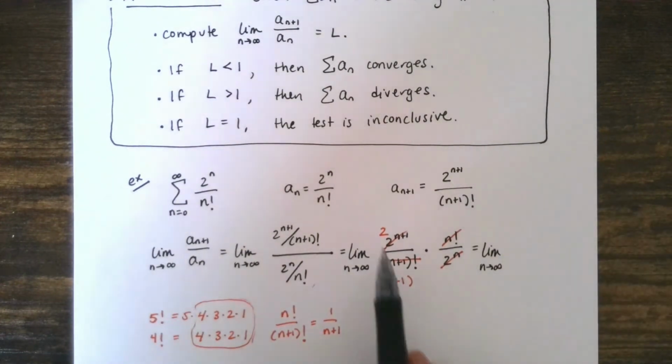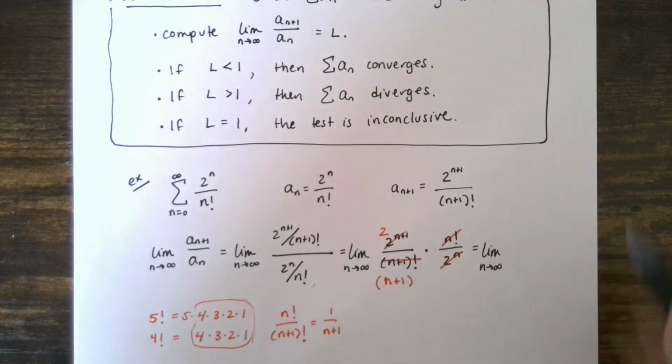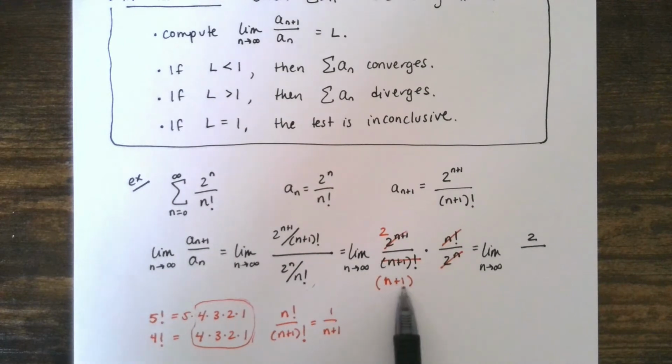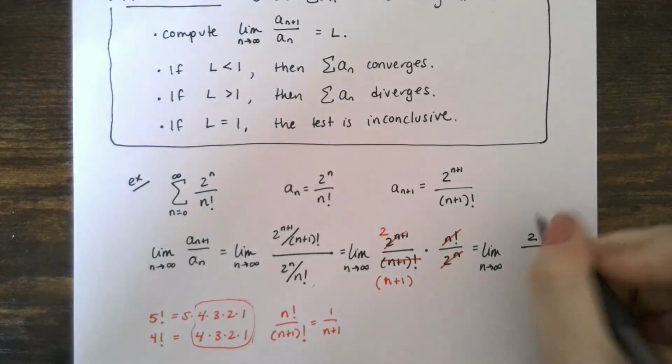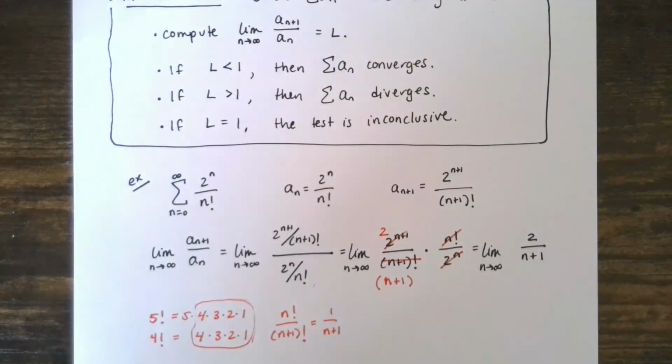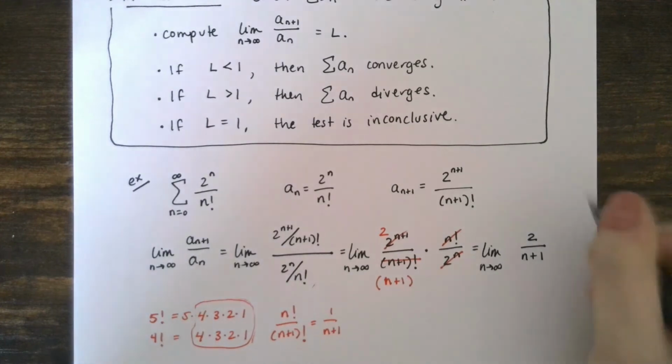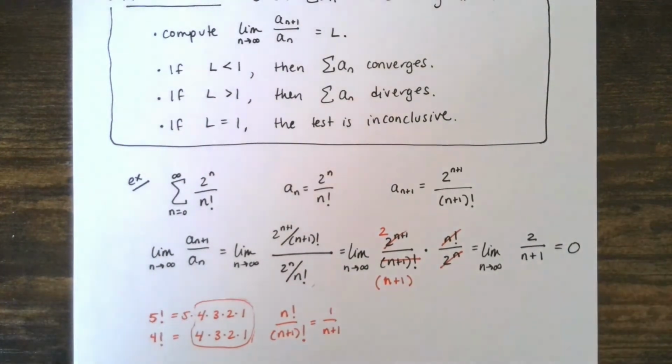All right, so on the top I have a 2 from here, and then this whole thing canceled, so it's just 2 times 1. And then down here, the n plus 1 survived, and then nothing else down there. So all that's left is 2 over n plus 1, and of course, as n approaches infinity, this is 2 over infinitely large numbers, so this limit is 0.